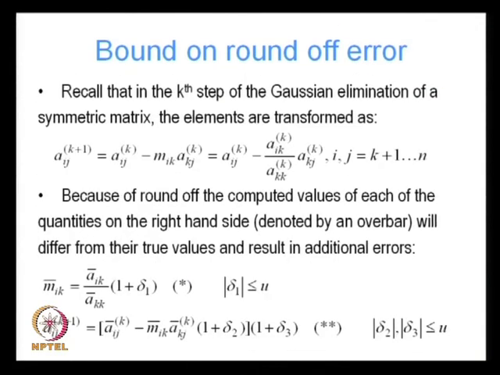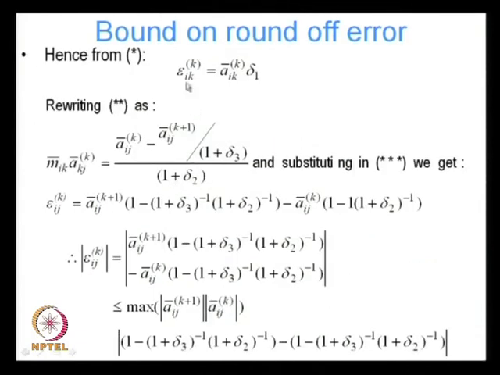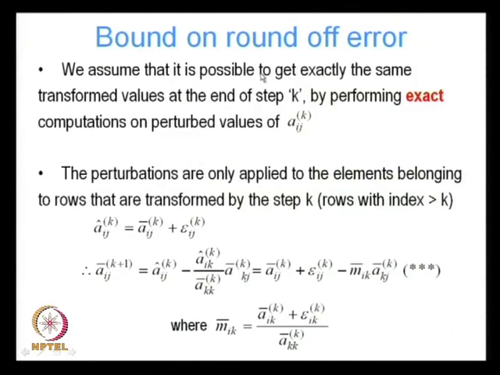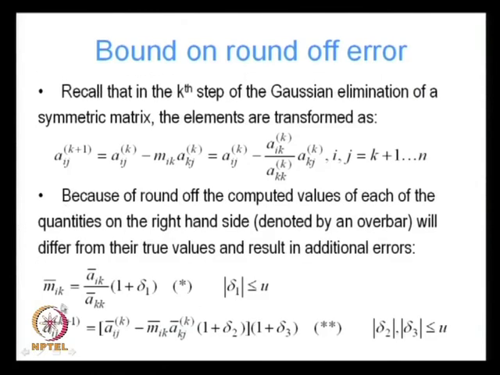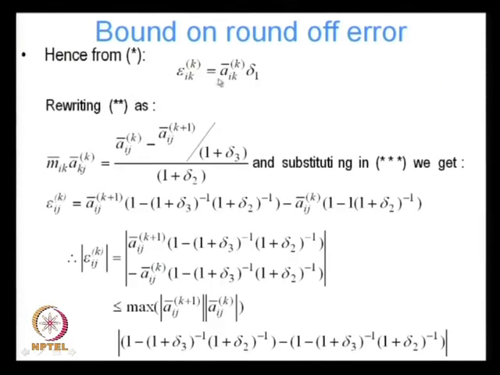From this expression, m bar I k is equal to a bar I k by a bar k k times 1 plus delta 1, we therefore get epsilon I k k is equal to a bar I k k times delta 1. How do we get this? Well, we compare this expression with this expression, right. When we compare them, we get epsilon I k k is equal to a bar I k k times delta 1.